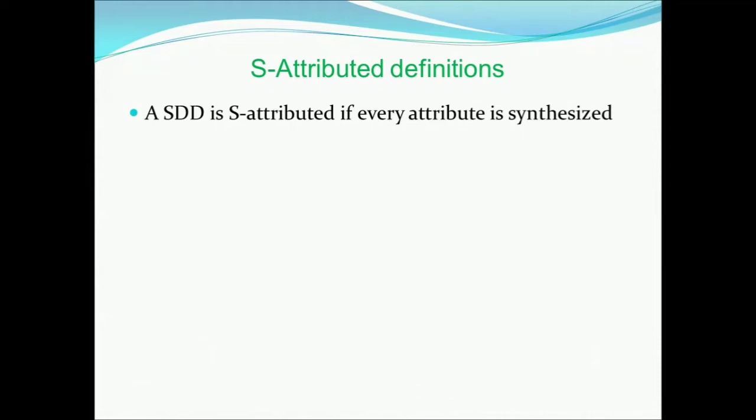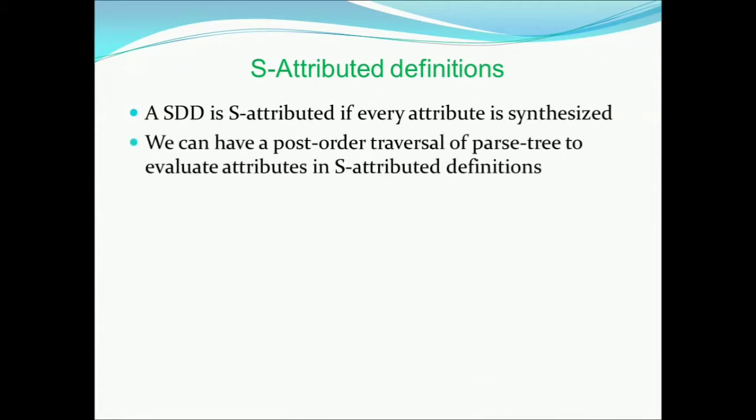As we discussed earlier, if an attribute gets its value from its children, that is, from its bottom, and all the attributes are of this kind, then we call it an S attributed syntax directed definition. We can use post-order traversal of the parse tree to evaluate attributes in S attributed definitions. So it uses post-order traversal to evaluate every node.